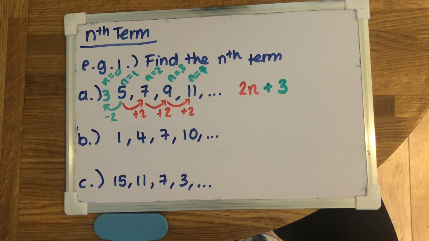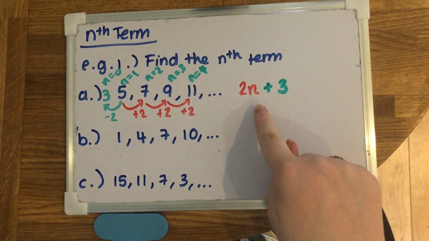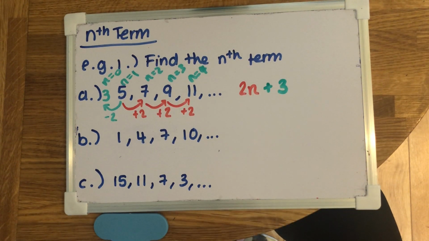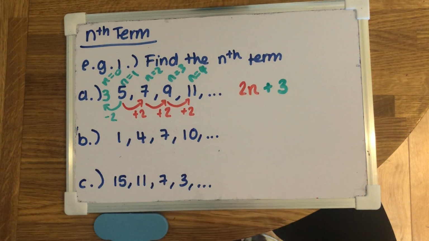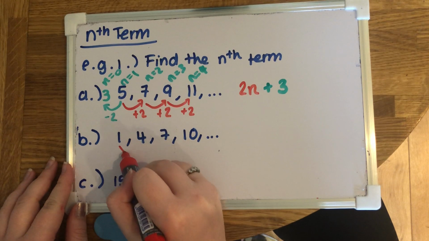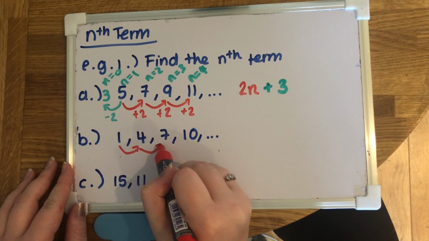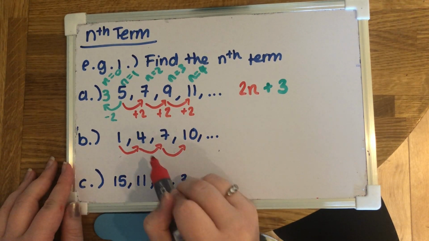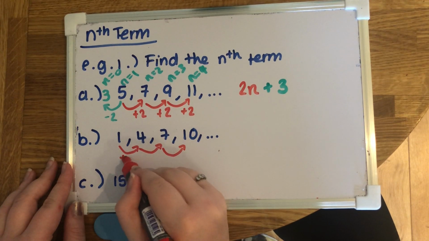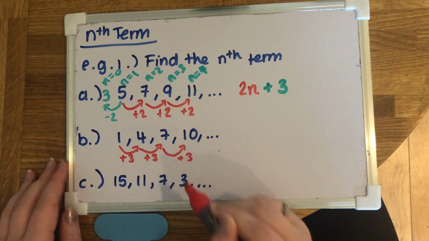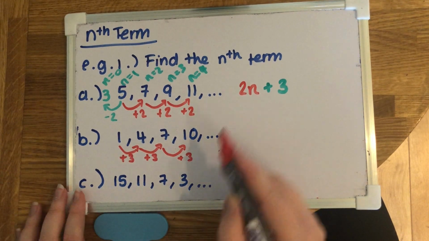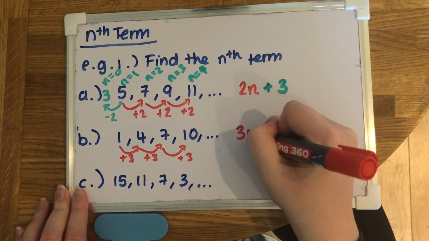We're going to do another one, and you'll see where sometimes you get a negative there rather than a positive. The next sequence we've got is 1, 4, 7, 10. Again, we see what we need to add or take away to get to the next one. To get from 1 to 4, we need to add 3. Again, add 3 to get from 4 to 7, and 7 to 10. So that's the number that goes in front of the n.